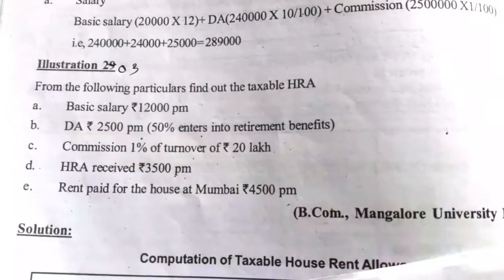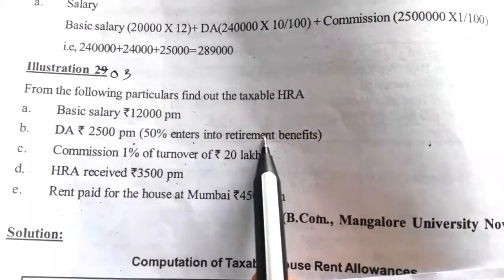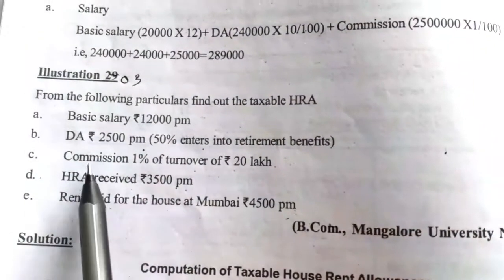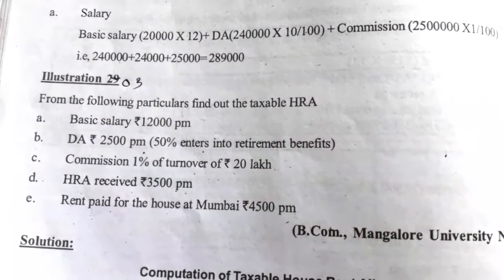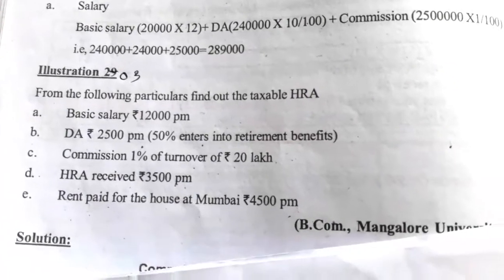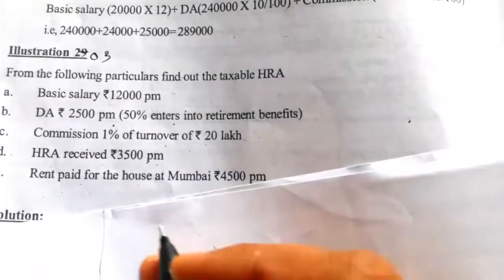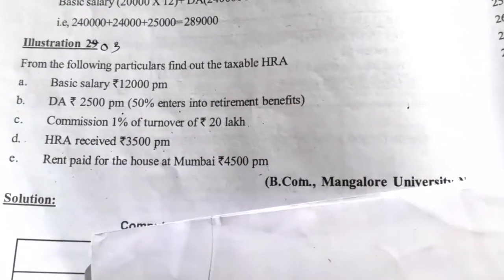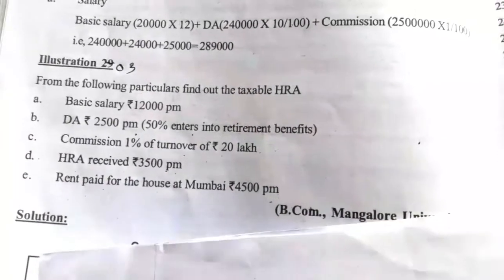First one is basic salary, given 12,000 per month, DA 2,500 per month, 50% considered for retirement benefit, commission 1% of turnover on 20 lakh. So all the information is given. All these three components we have to add to the salary. So how to calculate salary? Write the heading: computation of salary for HRA.